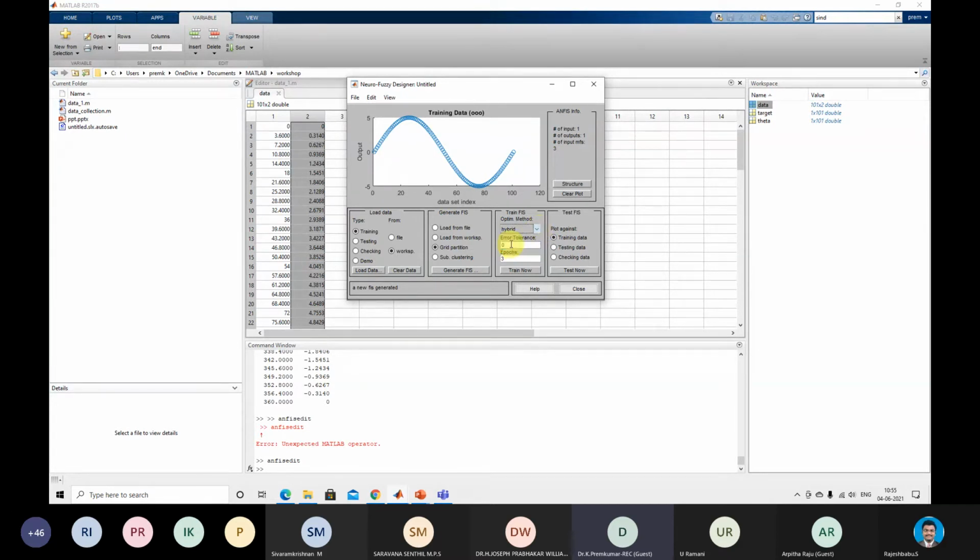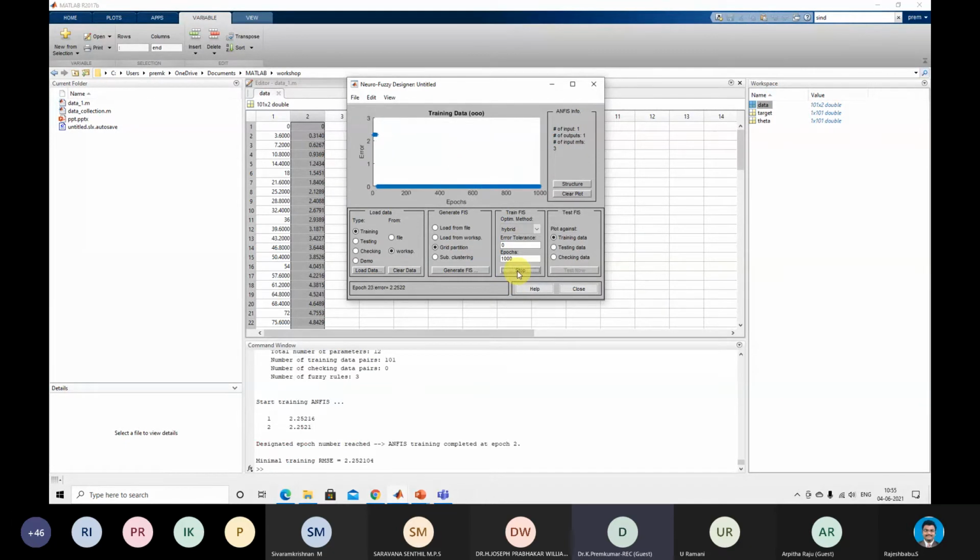I'm going to use the hybrid method here, and I'm going to take the number of iterations as 1000, like a neural network. So I'm going to train the model here. You will see the variation in the training process here, and you will also get the training error.